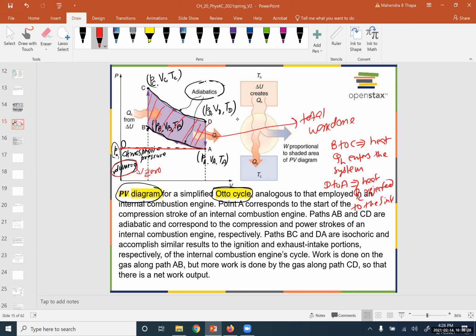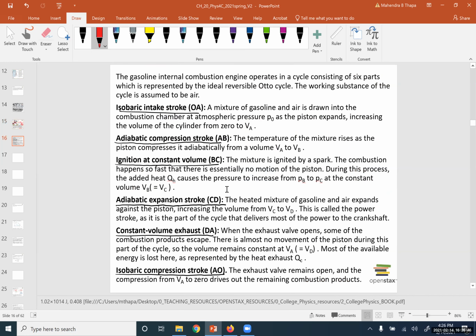So this tells you that the total work done, W, will be QH minus QC. This means some part of the supplied heat is converted into work. So this is the complete meaning, the complete steps of how this kind of petrol engine will work, and this cycle will be repeated again and again. Okay, let's do some math.